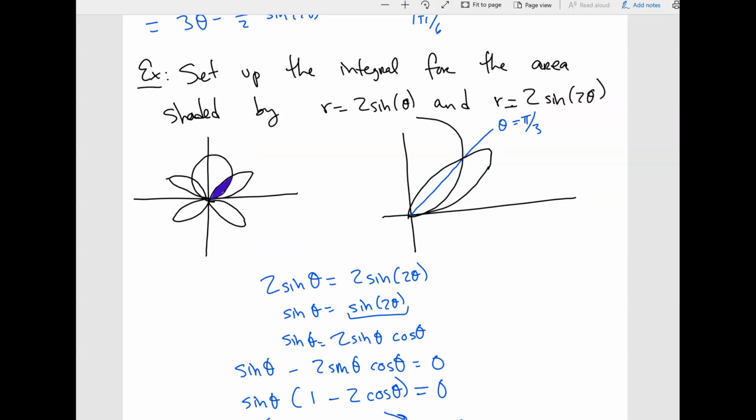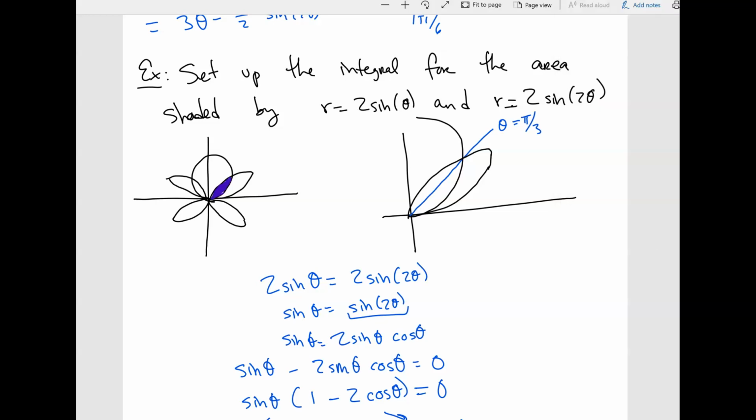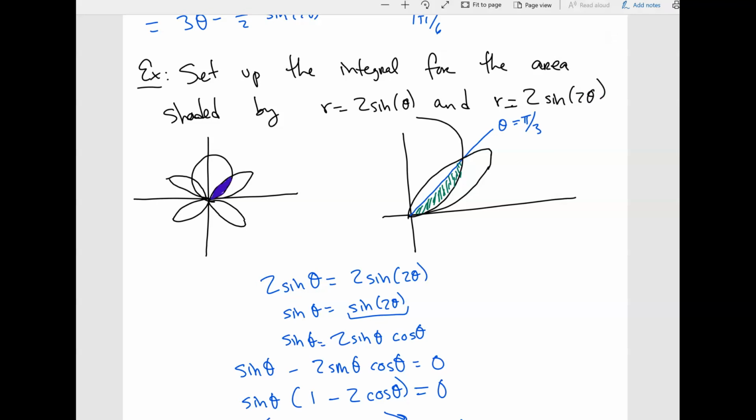Now notice this is a tricky problem because this is not an outer minus inner problem. You have to be kind of smart about it. So let's divide this area. Let's divide this as the green area, so it's going to be this green area. And then let's divide this other one as the red area. Okay, so you have 2 different areas.